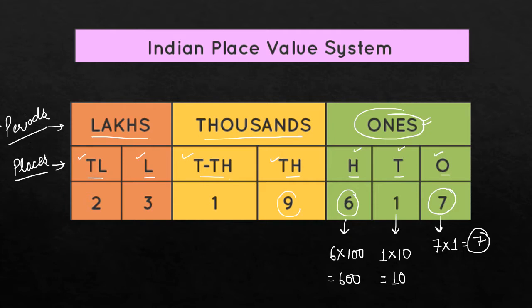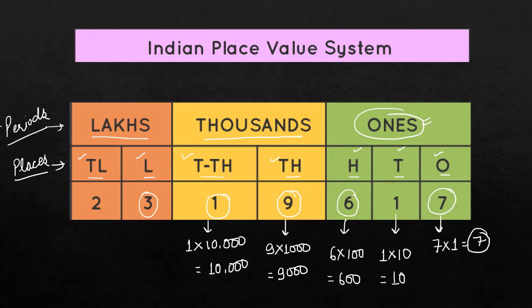Similarly, 9 is at thousand place. So we will multiply 9 by 1000, and the place value of 9 is 9000. 1 is at 10,000 place, so we will multiply 1 by 10,000, and the place value of 1 is 10,000. 3 is at lakhs place, so it will be 3 multiplied by 1 lakh, and the place value will be 3 lakhs.